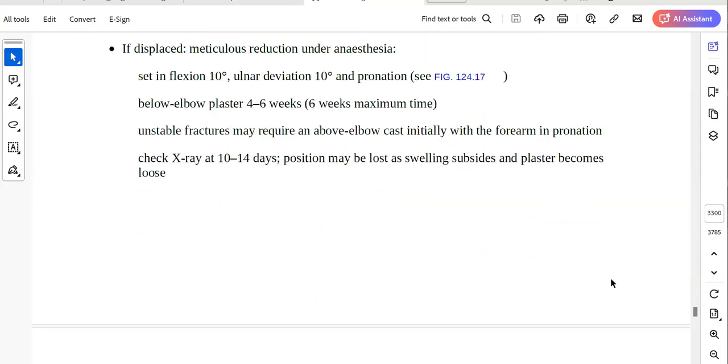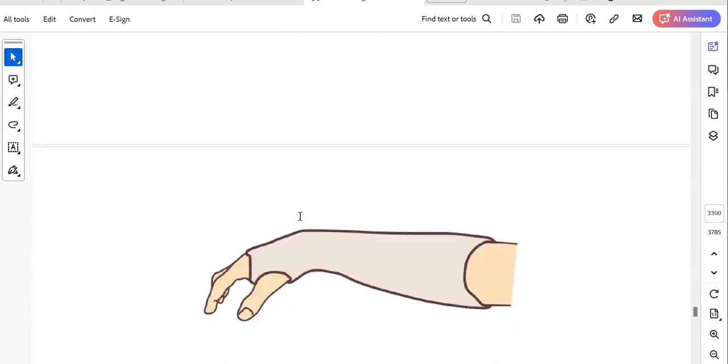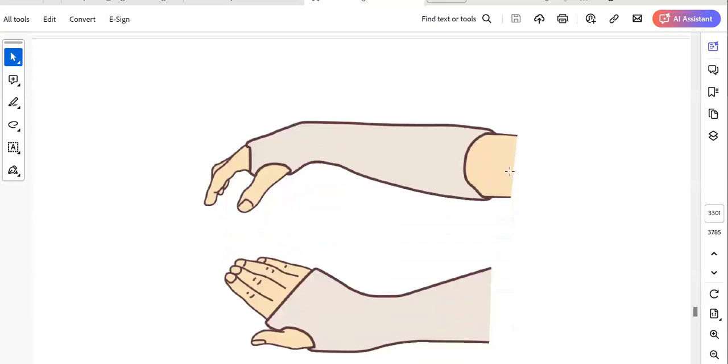So what will be the management for Colles fracture? If it is minimally displaced, so there is bone-to-bone touch, which is not common, then we just need to put the patient in a below elbow plaster cast. You put the patient in a below elbow plaster for 4 weeks and then a crepe bandage. And that is how it looks. You can see it's a below elbow plaster cast.